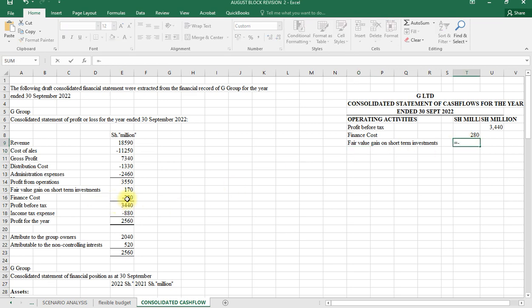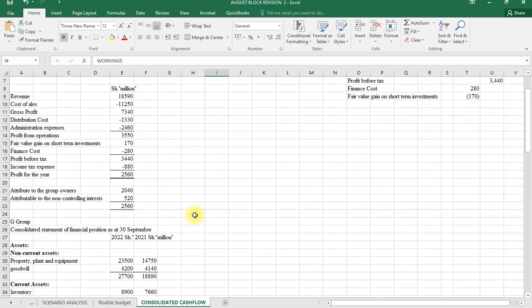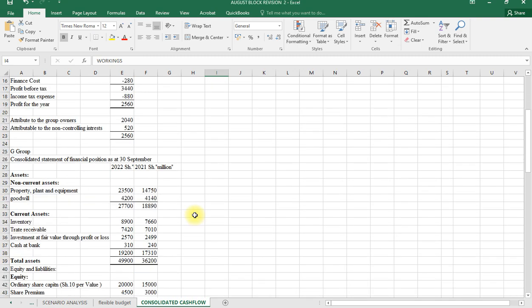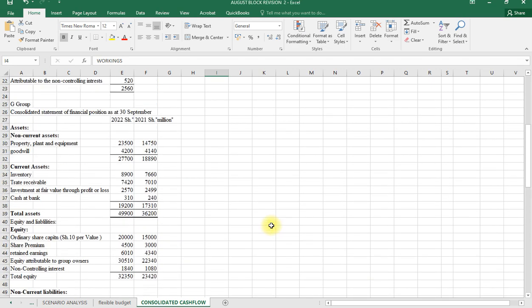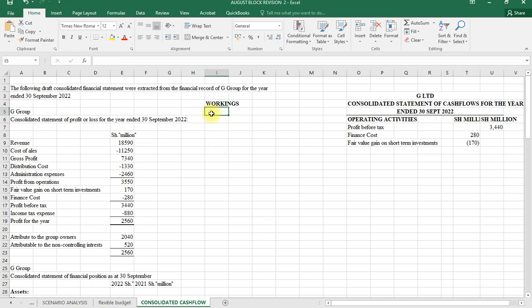So we shall minus this value because it was added, the 170, and I think that's all that we had here. Yeah, that's all. So there are some workings we shall do on this end. I'll do my workings here. So the first working, I want to deal with whether we had a gain or loss on disposal. We are told we had a disposal of 260.